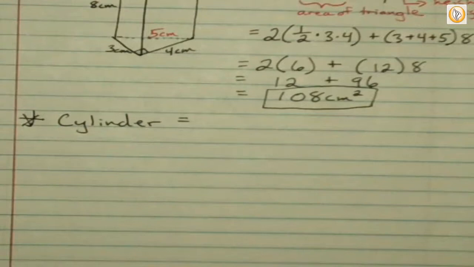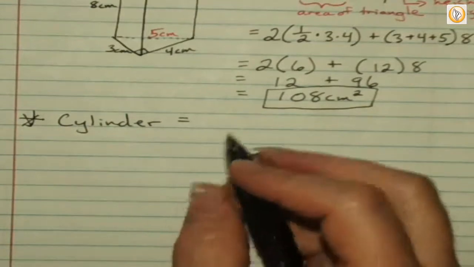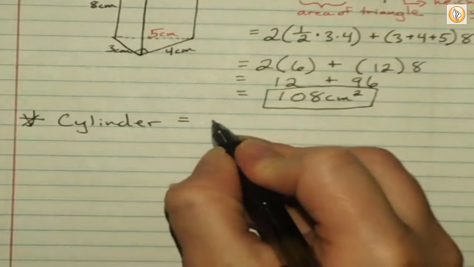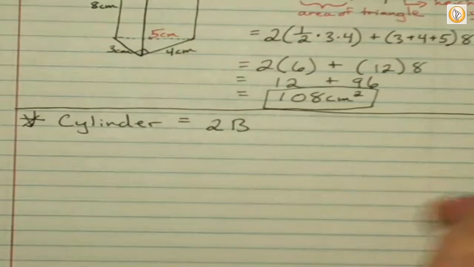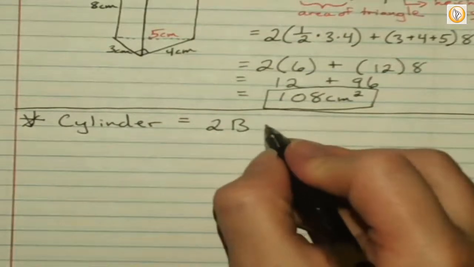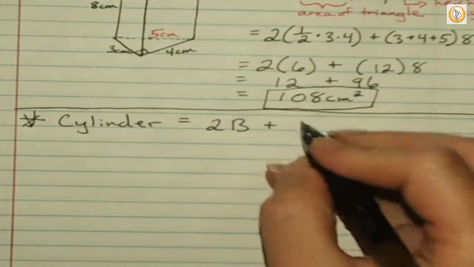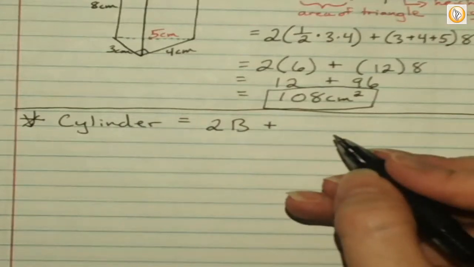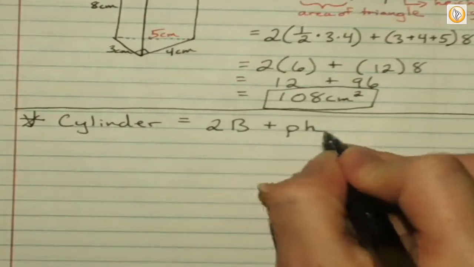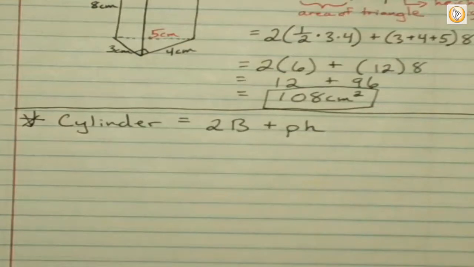Okay, cylinders is different. It is 2B. In fact, I'm going to draw a line. 2B plus, well, you know what? It's pretty much the same thing. I'm going to go ahead and write that. Wait, is that what it is? We don't have to use pi. Hold on. You notice it's the same?